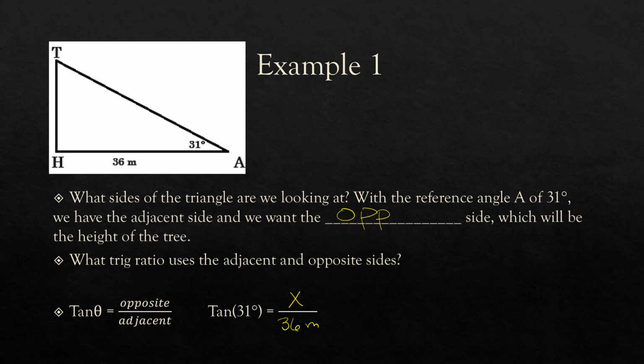I could start by just putting tangent of 31 in my calculator, but I'm going to solve for x first. To get x by itself on this side of the equation, I'm going to multiply by the 36 meters. So these cancel. Now I have x is equal to 36 meters times tangent of 31. That's much easier to put it all into my calculator at once to get my answer. So I get that x is 21.6 meters. Looking at my triangle, does that make sense? This leg was a little bit longer, so 21 for this leg does make sense.